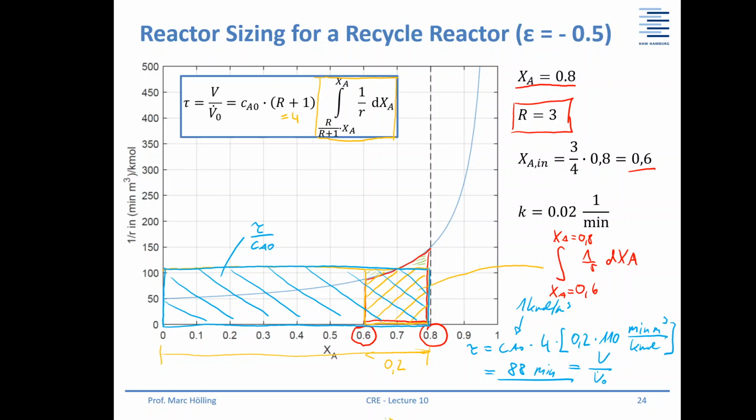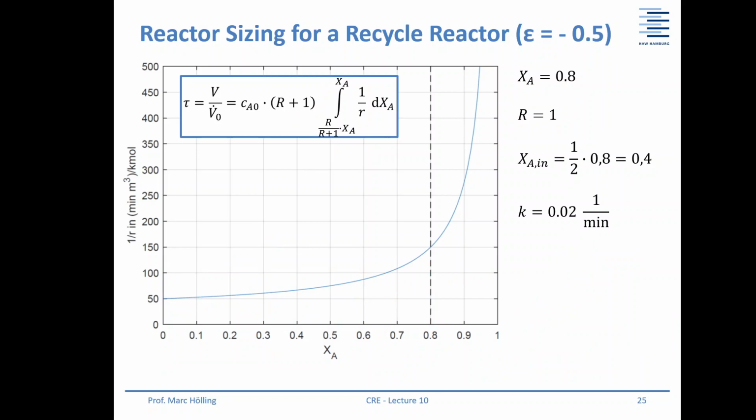After all the mathematics that we did and this not so nice equation, if you look at it in the diagram, I think it's rather easy to use. Just for a little practice, we want to repeat it with a recycle ratio of R equal to 1. So half of your reactor outlet is recycled and the other half is leaving the reactor. Then you end up with an inlet conversion of 0.4.